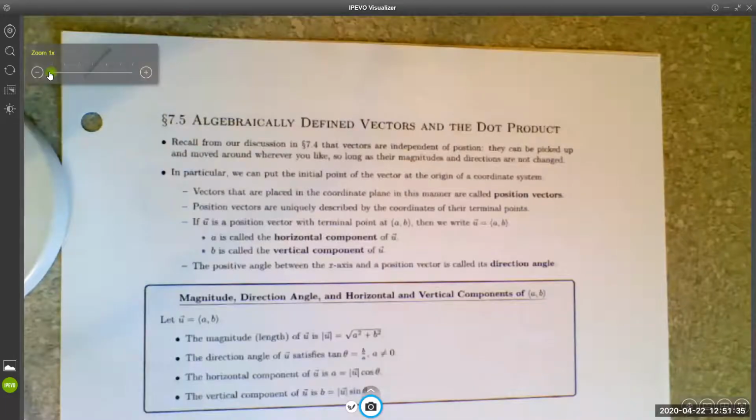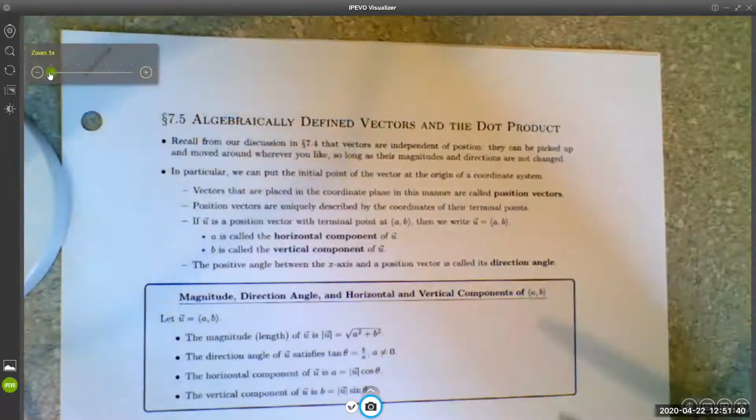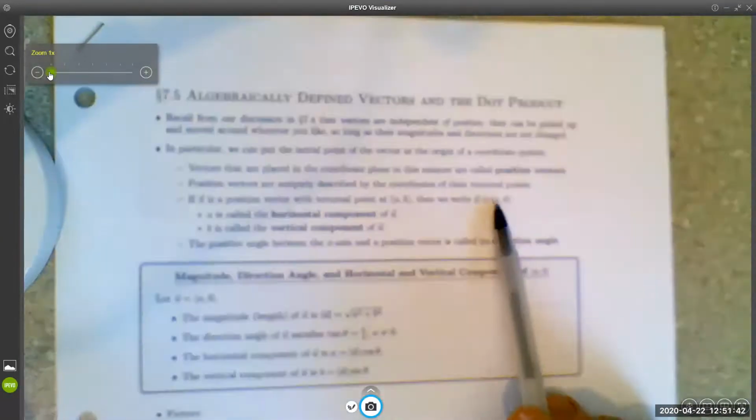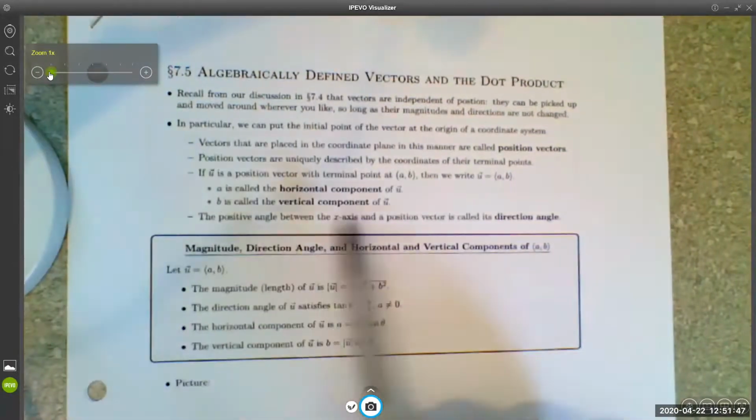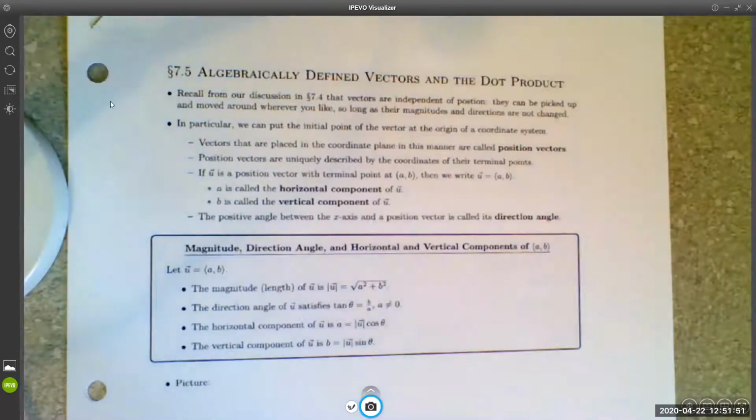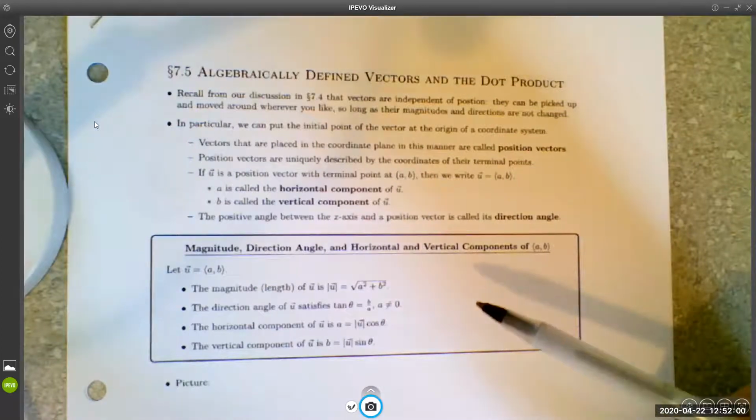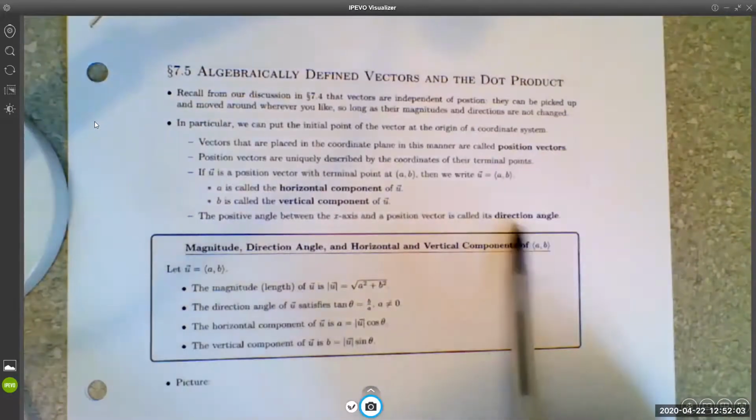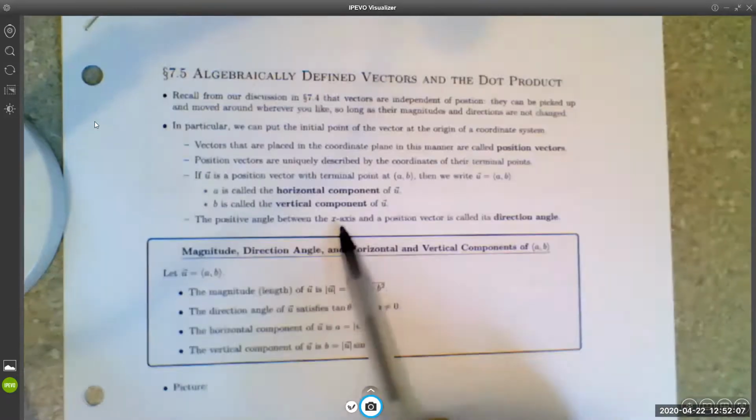But anyway, we're using these angled brackets there. a is called the horizontal component, b is called the vertical component. And when we talked about angles at the very beginning of the semester, we talked about angles in standard position, and we described them the same way. So when we talk about the direction angle of a vector, we're talking about the positive angle that the vector makes with the positive x-axis.